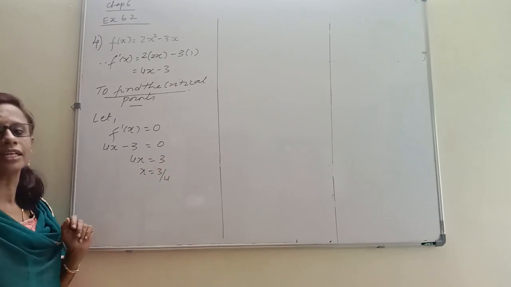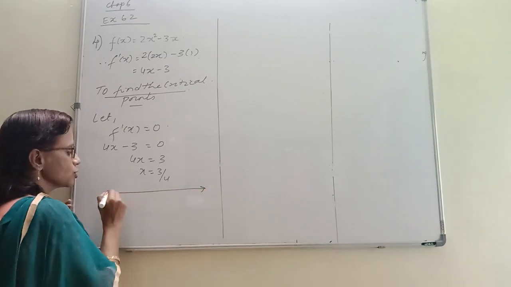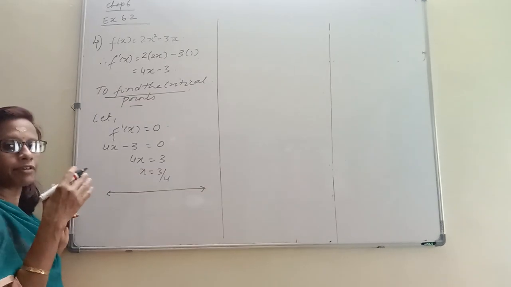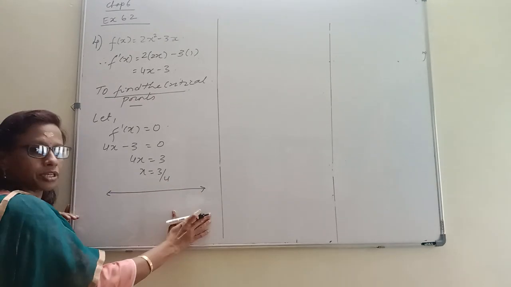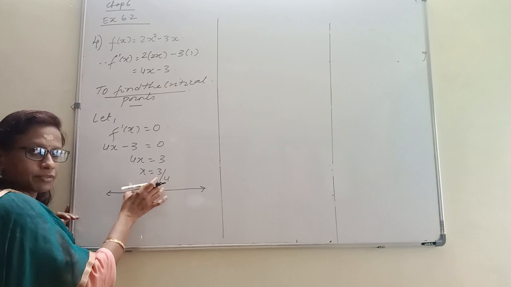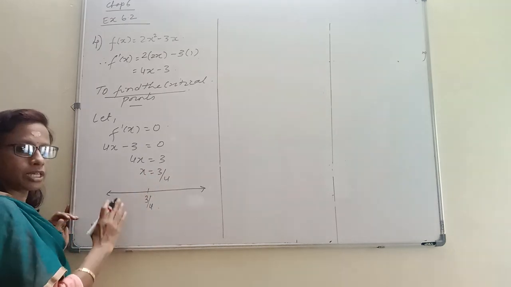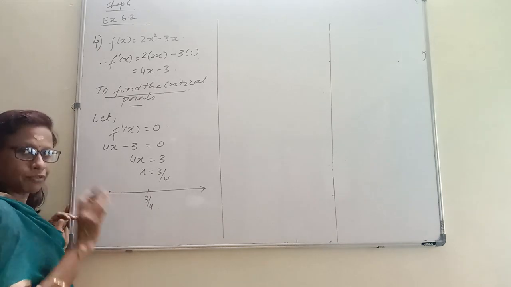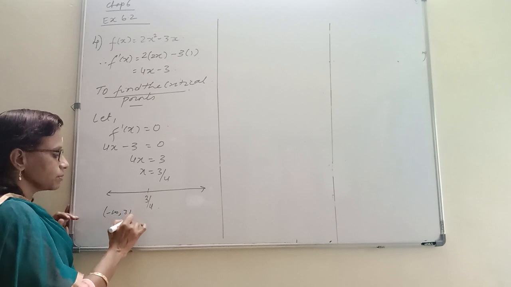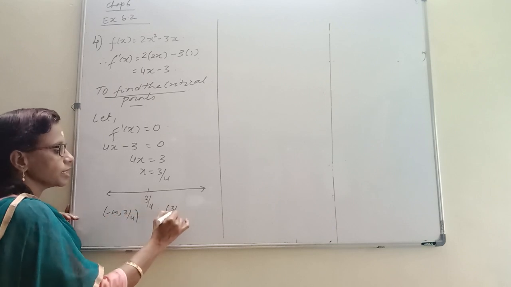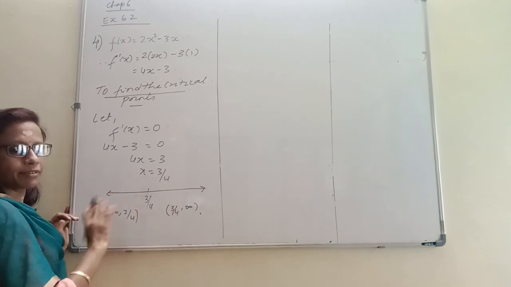That's it. Once you get the critical point, it's very easy to get the intervals, since you have only one critical point. Otherwise, if you have a number of critical points, then you can break the intervals like this. You can imagine this as your real number line. The critical point that's given to you is 3 by 4, somewhere here. Because the critical point is 3 by 4, you have to do the checking on two intervals. One is minus infinity to 3 by 4. The other one is 3 by 4 to infinity. Now you can see the real number line getting divided into two parts.